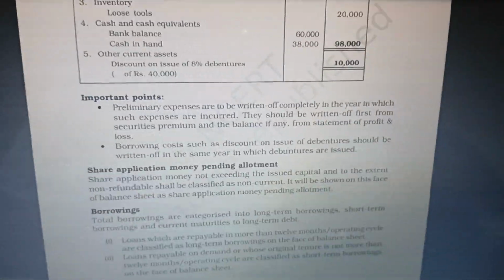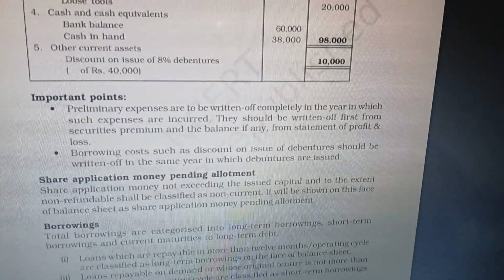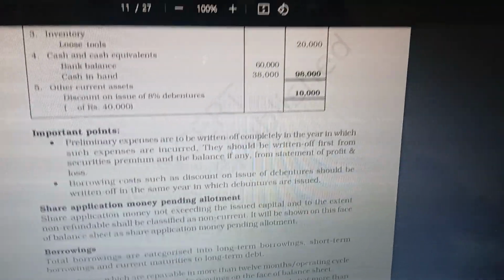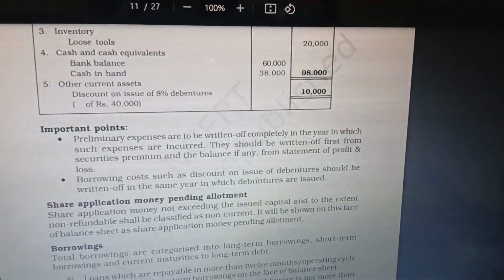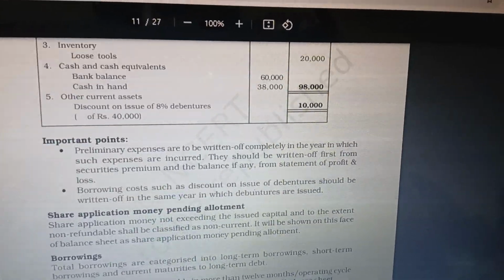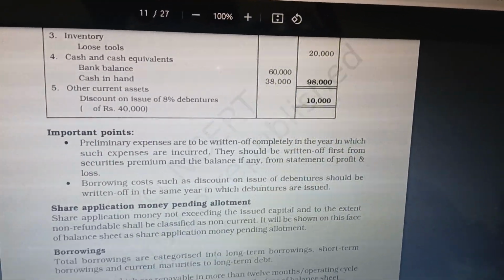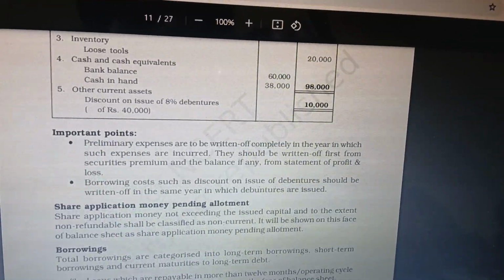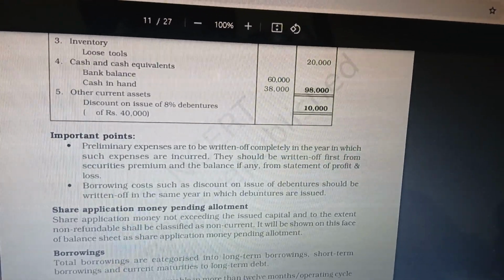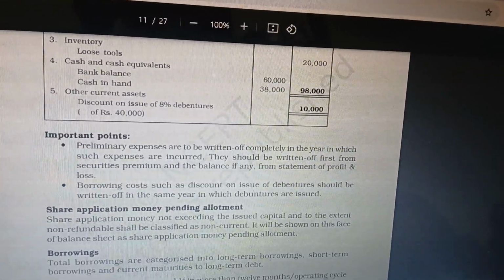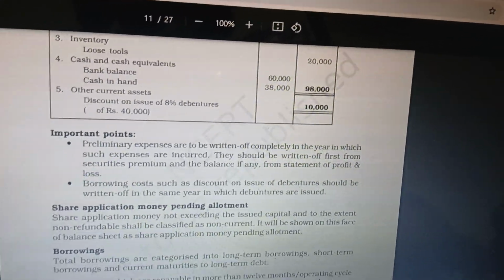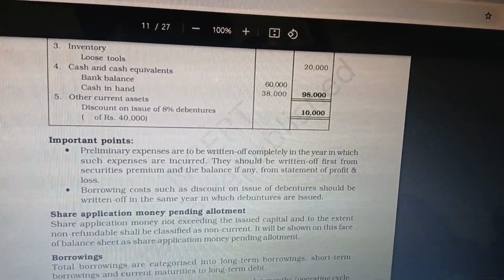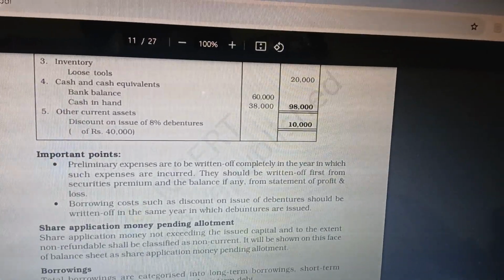The first item is relating to the share application money. Share application money is the amount that we should pay to the company for getting shares. Here it is given that Schedule 6 requires share application money not exceeding the issued capital and to the extent of non-refundable shall be classified as non-current.